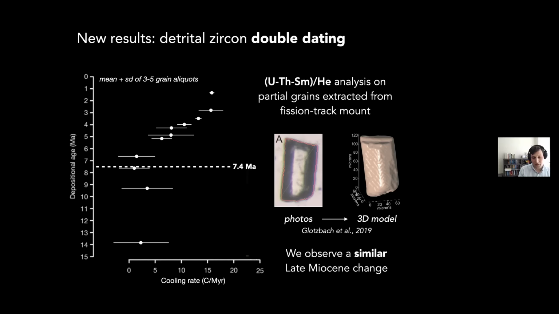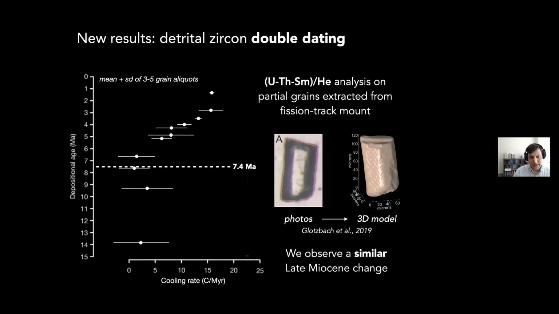And I did this for about 3 to 5 grains per sample in the samples that we were able to easily extract zircons from, and those are the ones that are plotted. So what you can see is at the time when you had older cooling ages in the lower half of the borehole, you also have slow cooling rates.